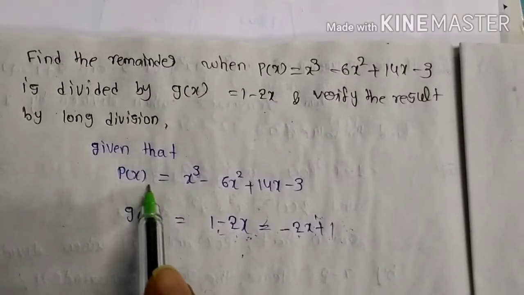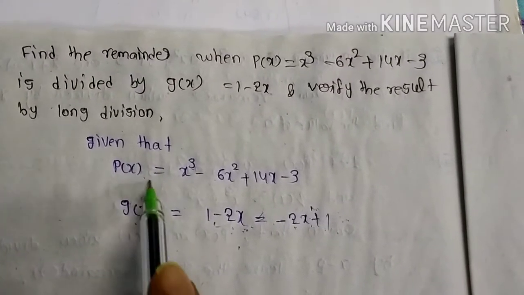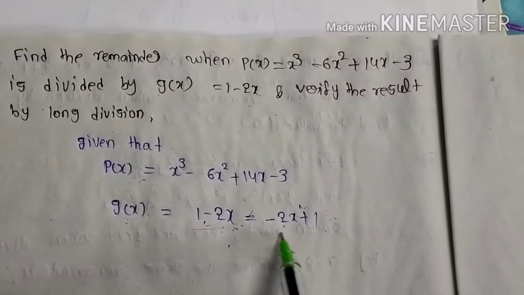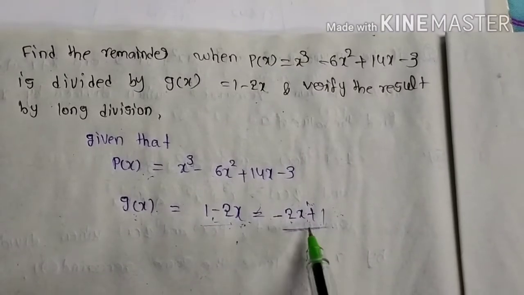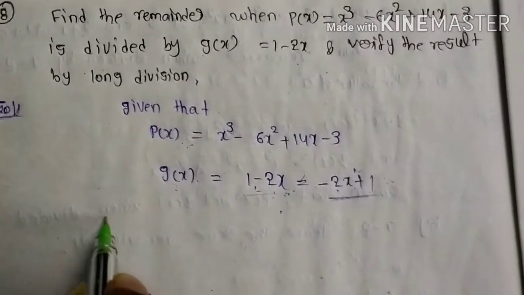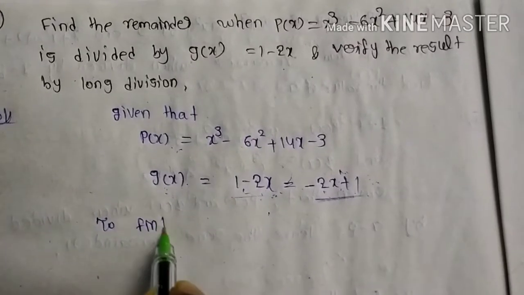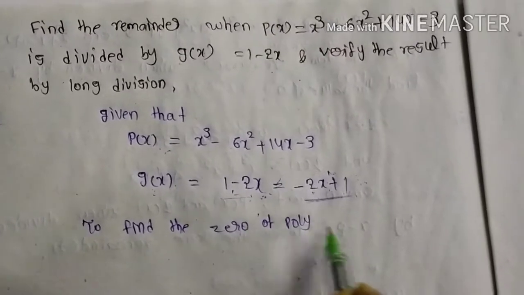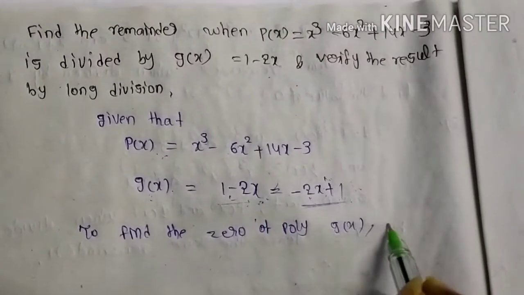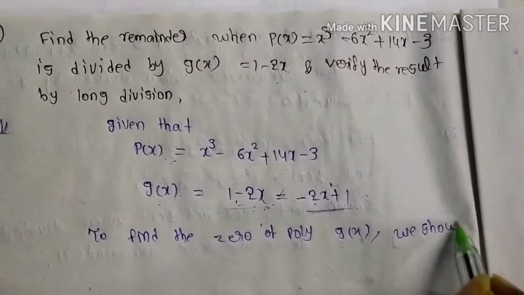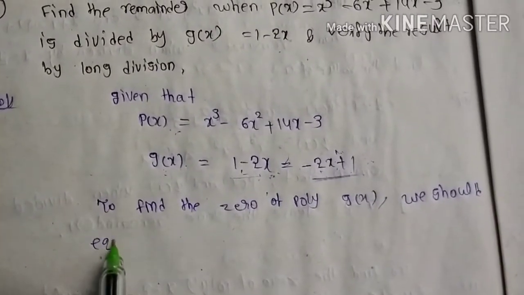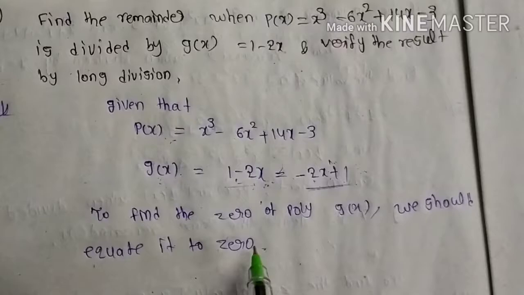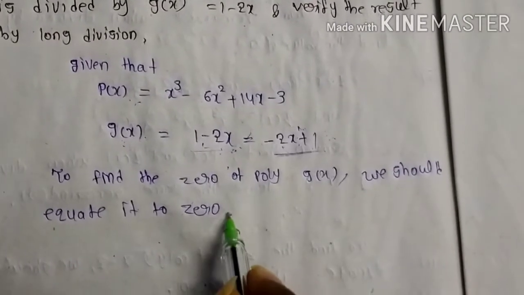See, this p of x is divided by g of x. Yes or no? So whenever this polynomial is divided by g of x, first you need to find the zero of the polynomial g of x. To find the zero of polynomial g of x, we should equate it to 0 or not? Yes. Otherwise, we can write the direct answer also, but we need to follow the steps.